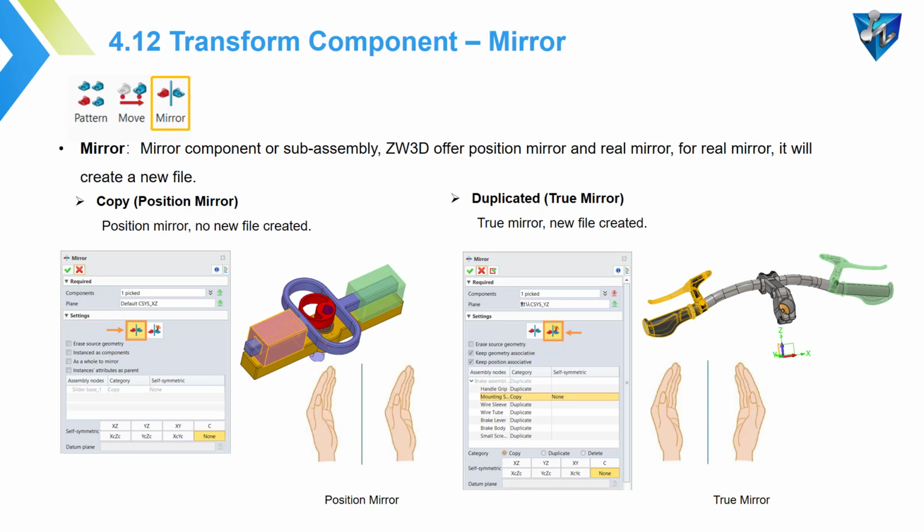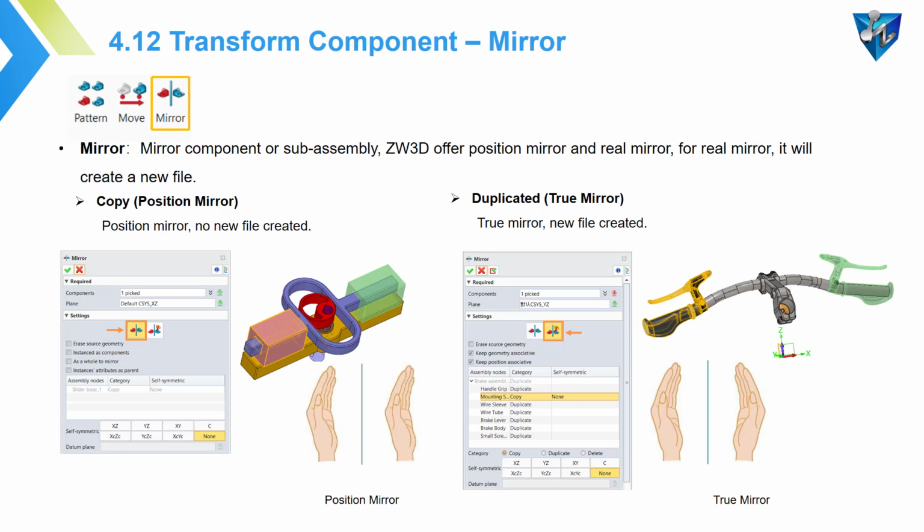For position mirror, it will only move the component about the plane with flipped orientations. It will not create a new instance. So for some self-symmetric component, this will be a good choice. But for true mirror, it will create an opposite hand version. So there will be a new instance created. It's always used for a symmetric component.